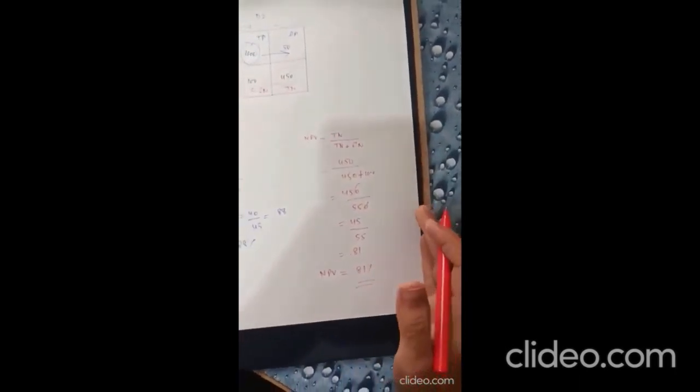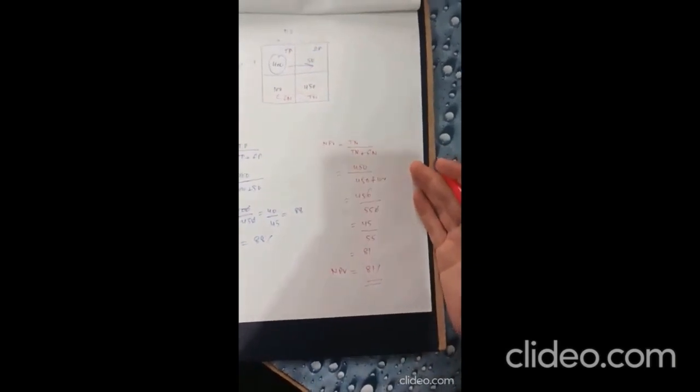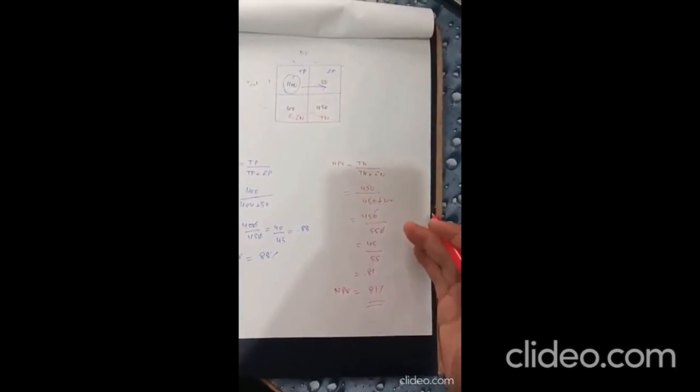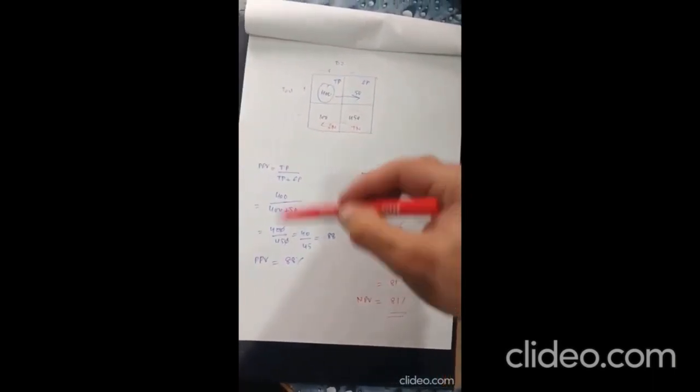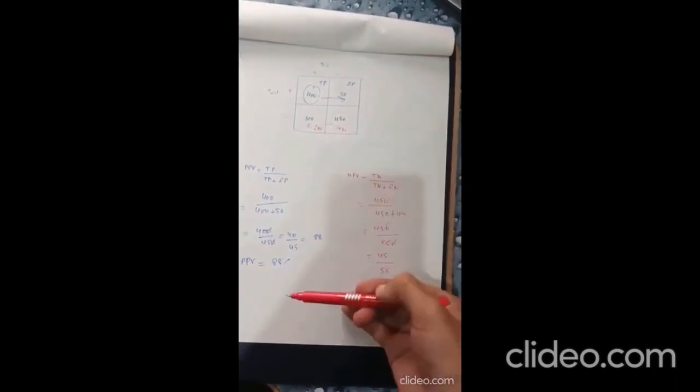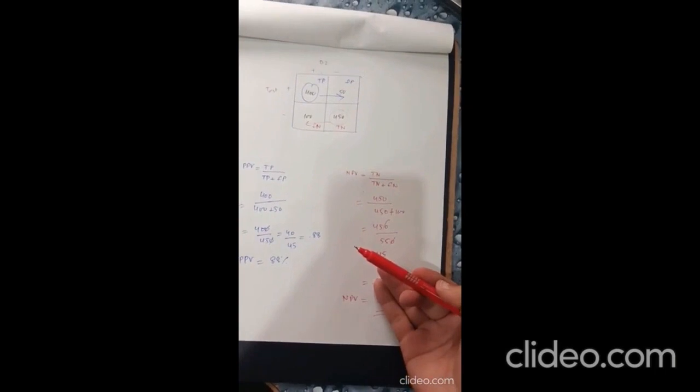So this is all about deriving the equations of sensitivity, specificity, positive predictive value and negative predictive value. We have learned how to draw the 2 by 2 table, how to derive all the equations from the 2 by 2 table, and solve any question regarding these 4 concepts.